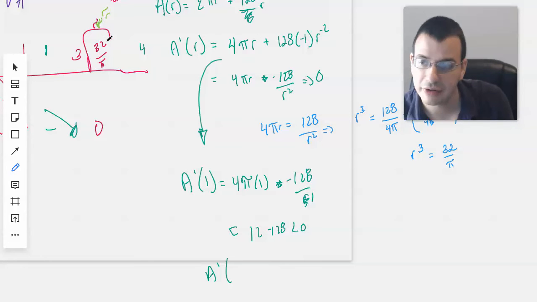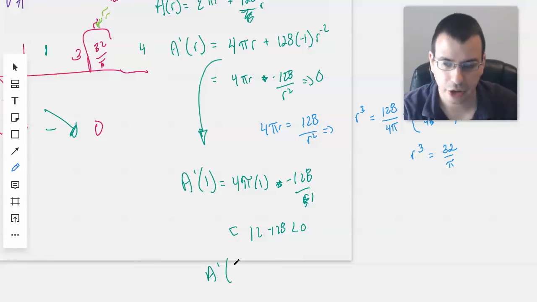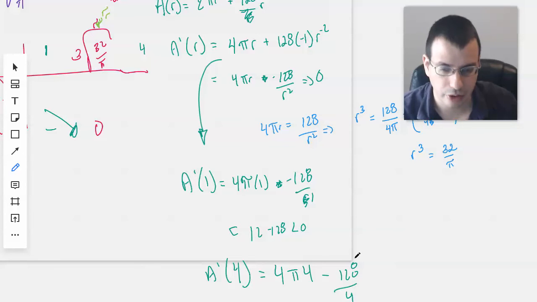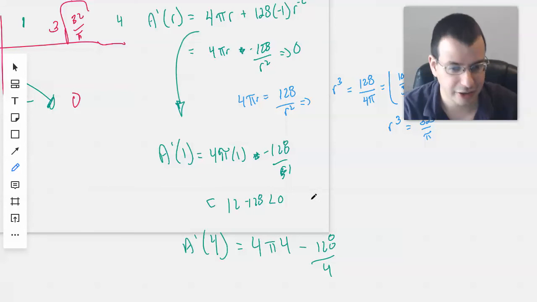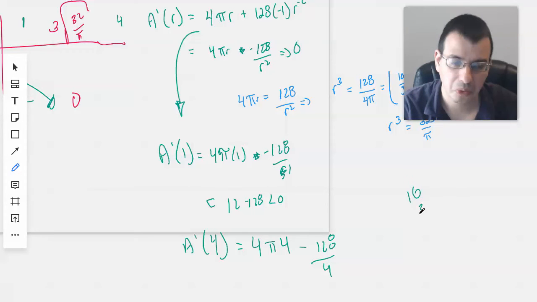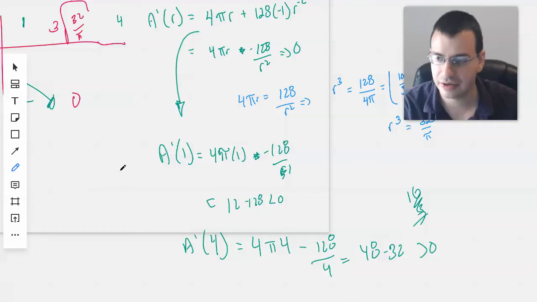A prime of, all right, check this out again real quick. Make sure it's about 2.5. So 32 divided by 3.2 is about 10. Yeah, okay, I'm good with that. So A prime of 4 would be 4 times pi times 4 minus 128 over 4, which we know is like 32. This would be 4 times 4, which is 16. 16 times 3 is like 48. So we'd have 48 minus 32, which would be positive.